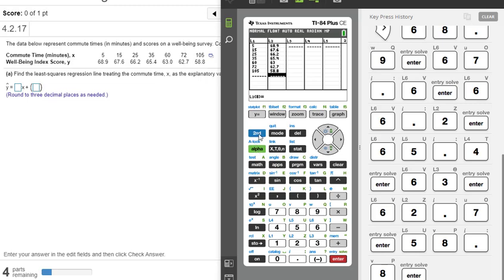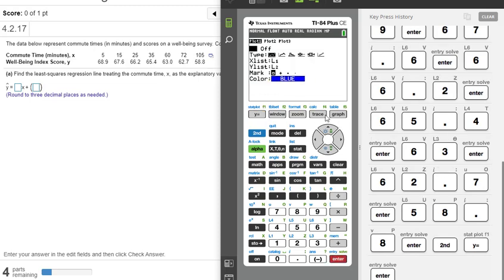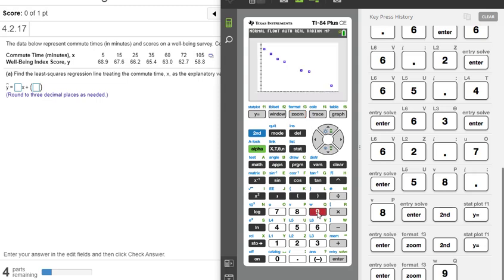Let's go ahead and do a stat plot. So second stat plot. It's already on, so just press zoom 9. If it weren't on, you would need to press enter, turn it on, make sure scatter is selected, X list L1, Y list L2, etc. So zoom stat number 9. And there we go. So now let's go ahead and run our regression.